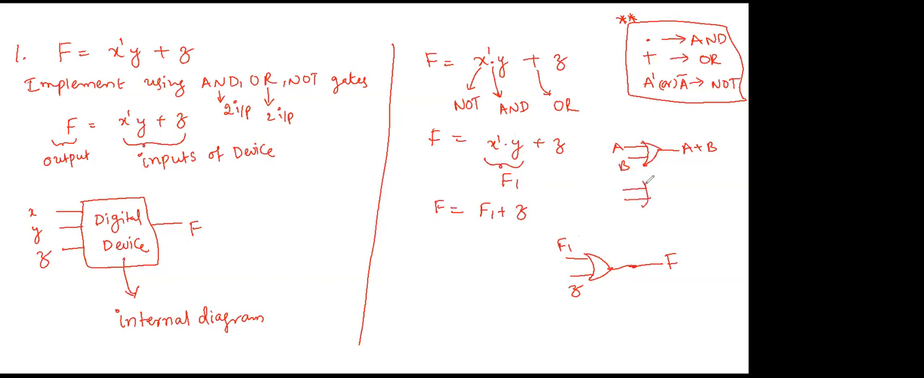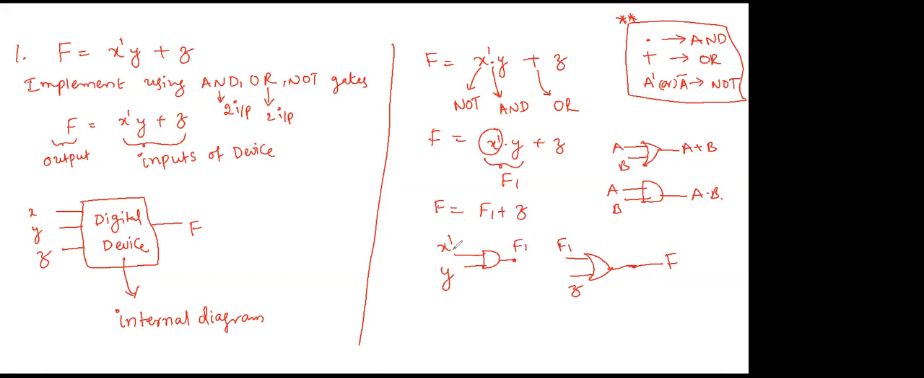If this is the AND gate symbol, with inputs A, B, you will get A dot B. So here X dash is one variable and Y is another variable. So draw one AND gate. One input is X dash, one input is Y. From here you will get F1.